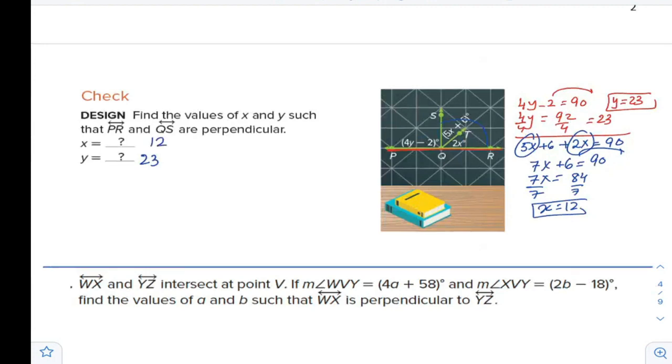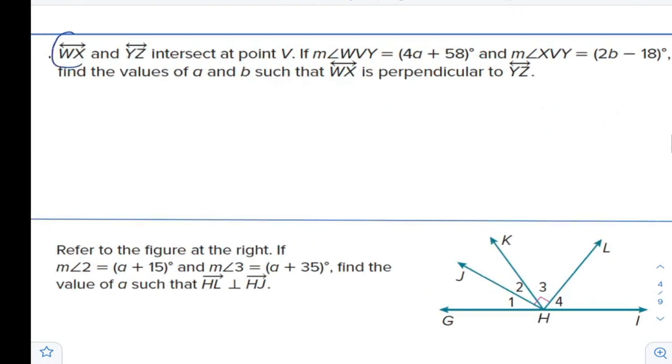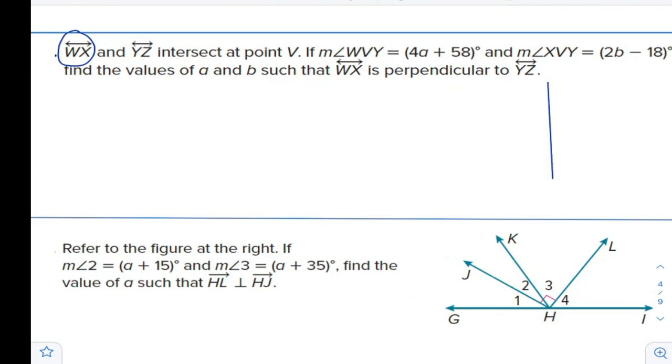Let's solve another exercise here. WX is the line WX. We can name a line by any two points, ممكن نسميهم WX. And the other line is YZ, هذا YZ. They intersect, يتقاطعان at point V, عند النقطة V.